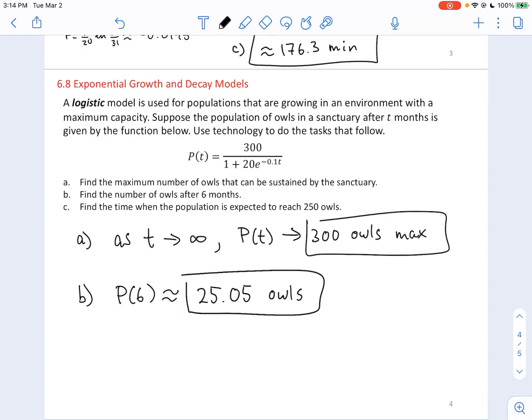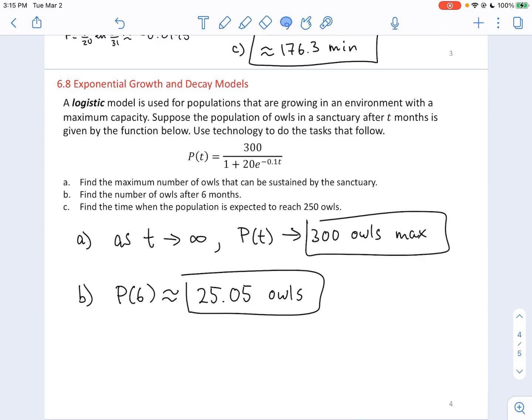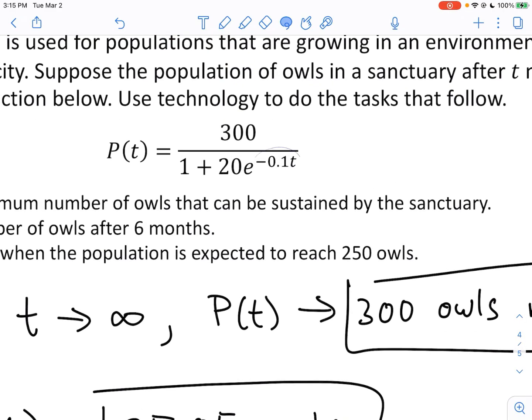I could have also asked here, what's the initial number of owls? Initially, the sanctuary had about 14 owls, according to this model. You would find the initial amount by just plugging in 0 for t. So this part right here will become 0. e to the 0 is 1. So you would do 300 divided by 1 plus 20. 300 divided by 21 gives us that number of owls.